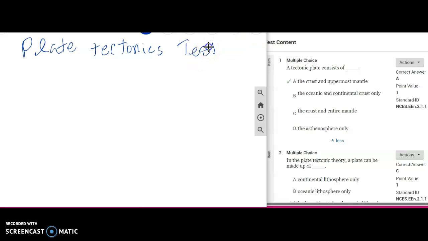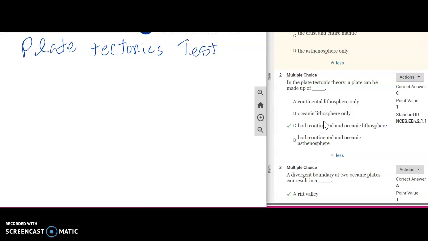Okay, so number 2. In the plate tectonic theory, a plate can be made up of A, continental lithosphere only, B, oceanic lithosphere only, C, continental and oceanic, or D, both continental and oceanic asthenosphere. Now, obviously, it wouldn't be A or B because those are both saying basically the same thing, but with a different word. So your continental lithosphere and oceanic lithosphere separate wouldn't work.